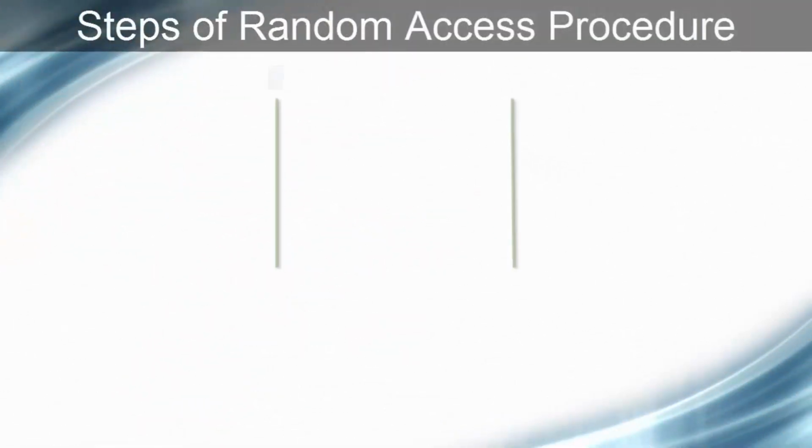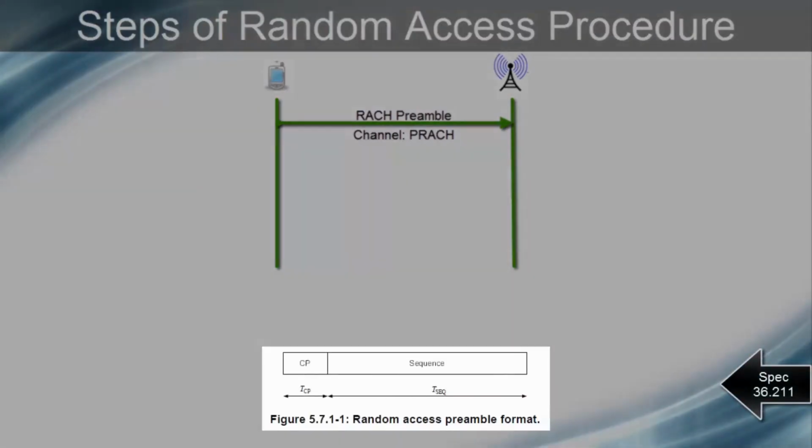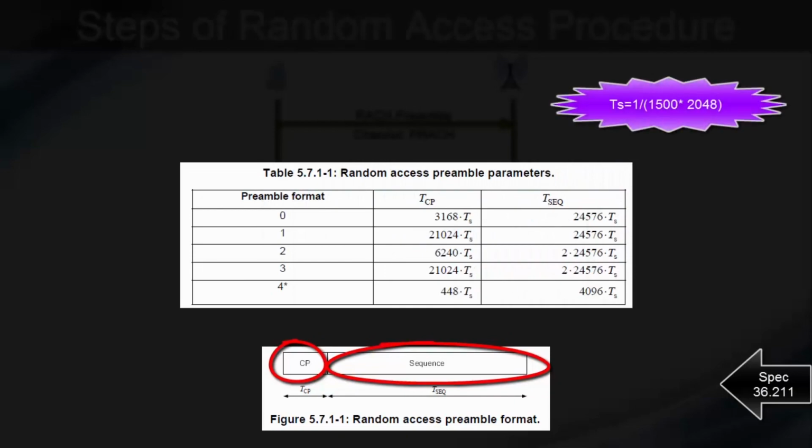UE triggers the RACH procedure by sending a RACH preamble to the eNodeB on the PRACH channel. PRACH means physical random access channel. Here is the general structure of a RACH preamble. A RACH preamble consists of a cyclic prefix and the sequence. A RACH preamble can have 4 possible formats.